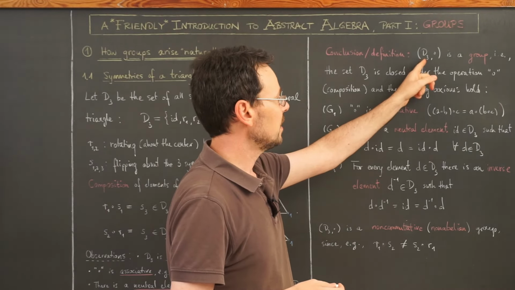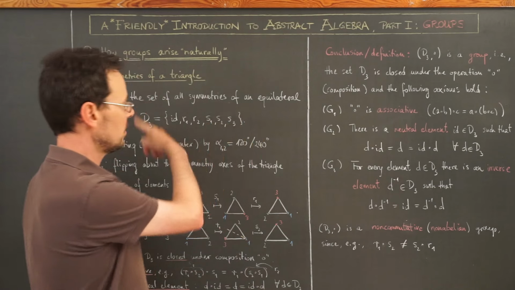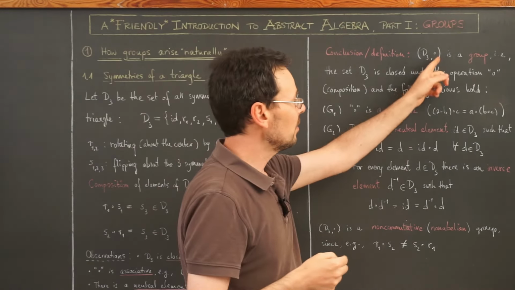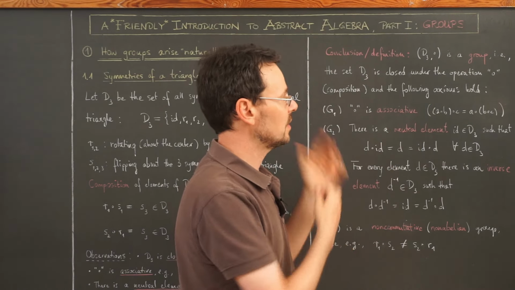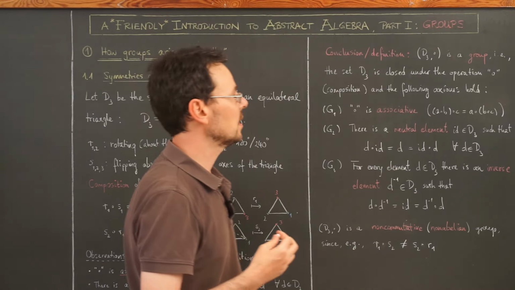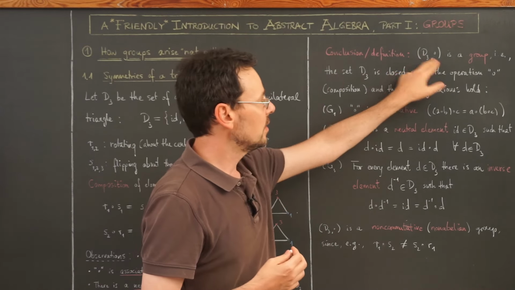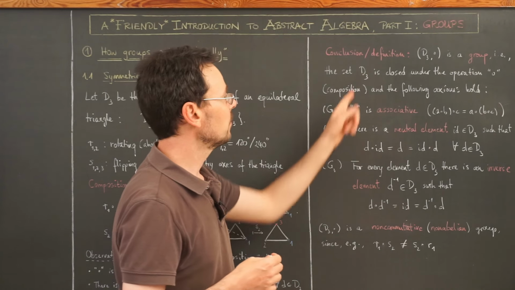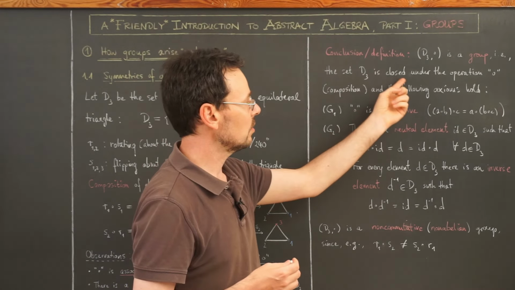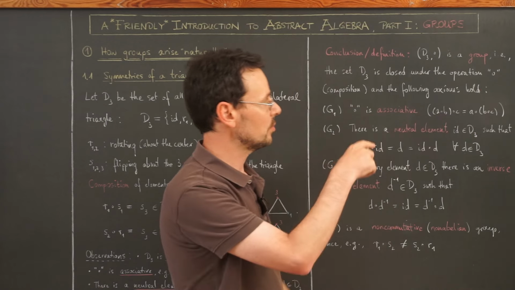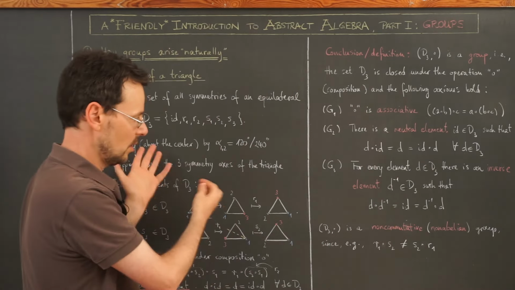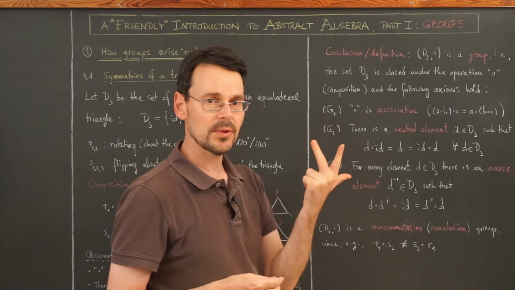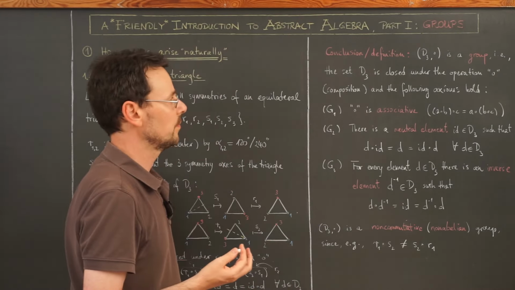We have as a set D3, the set of all symmetries of an equilateral triangle, together with an operation, in this case composition of maps, and this here is called a group, which means the following. First of all, this set is closed under this operation composition, as we explained here. And the following 3 axioms must hold.